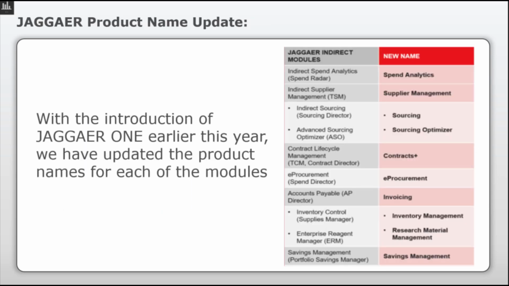You might have seen earlier this year that we updated the product names for the JAGGAER ONE modules, and this is just a reminder that when looking at the documentation and the release notes, we will be using the new terminology, such as Total Contract Manager is now known as Contracts Plus.